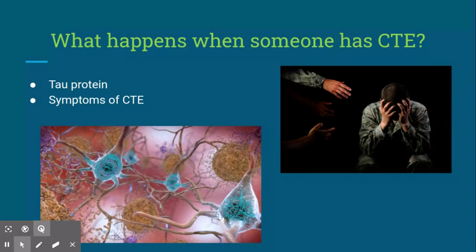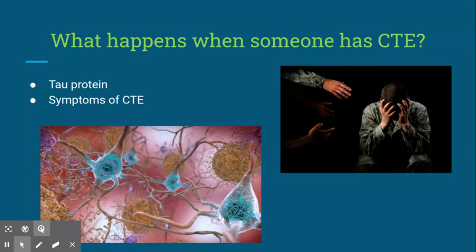So what happens when someone has CTE? In CTE, a protein called tau forms clumps that slowly spread throughout the brain, killing brain cells. Tau is formed from repetitive head trauma. So what is tau? Tau is a protein in our brain cells that forms part of a structure called a microtubule. One of the functions of the microtubule is to help transport nutrients and other important substances from one part of the nerve cell to another.